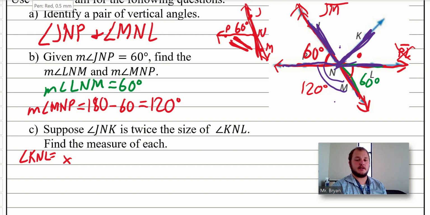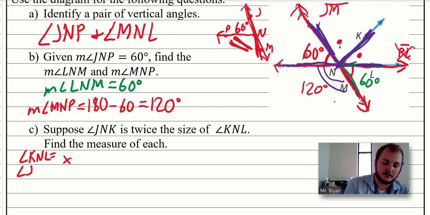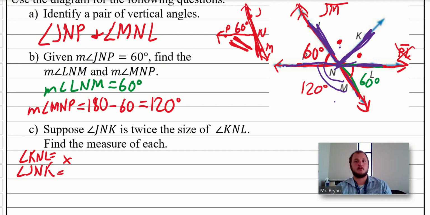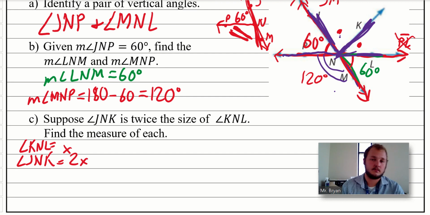And then we said JNK, the other one up here, is going to be twice that measure. So angle JNK equals, well, if I have x and I want twice the size of that, algebraically I can just say that is 2x. So we have x here, we have 2x, and now we need to figure out how to set up an equation to solve for x. If I just had that information on its own, I couldn't solve, because I could just plug in a bunch of different numbers.